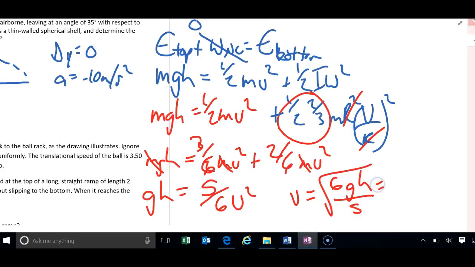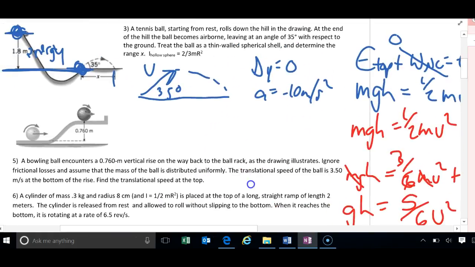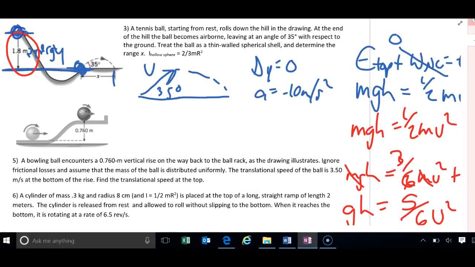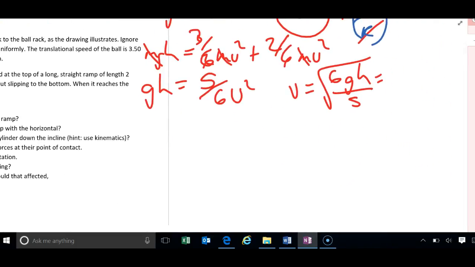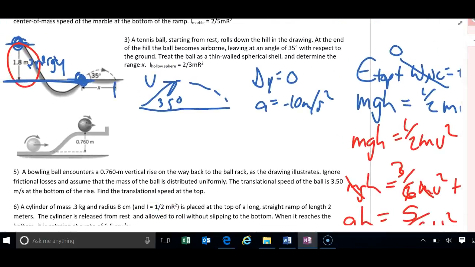Then plug in your numbers. I know g is 10 and I know h is 1.8. Plug in those numbers and I get a velocity of 4.65 meters per second. Now, all of that was done just to find this hypotenuse velocity. So this velocity was 4.65 meters per second. And this is a great one to practice some of your kinematics. Now I could find Vx and Vy.